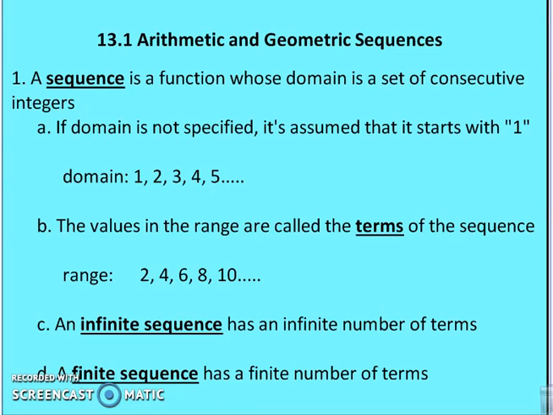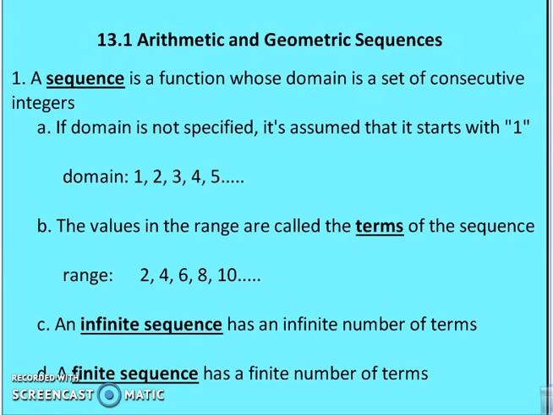So a consecutive set of integers, that would be the domain or the input, and the outputs are going to be the values in the range. We're going to call those the terms of the sequence. And the range, let's say in this case, would be 2, 4, 6, 8, 10. We can have two different types of sequences. One is infinite, where there is an infinite number of inputs and outputs. And then we can also have a finite sequence in which there is just a finite number of terms or outputs as well as inputs.